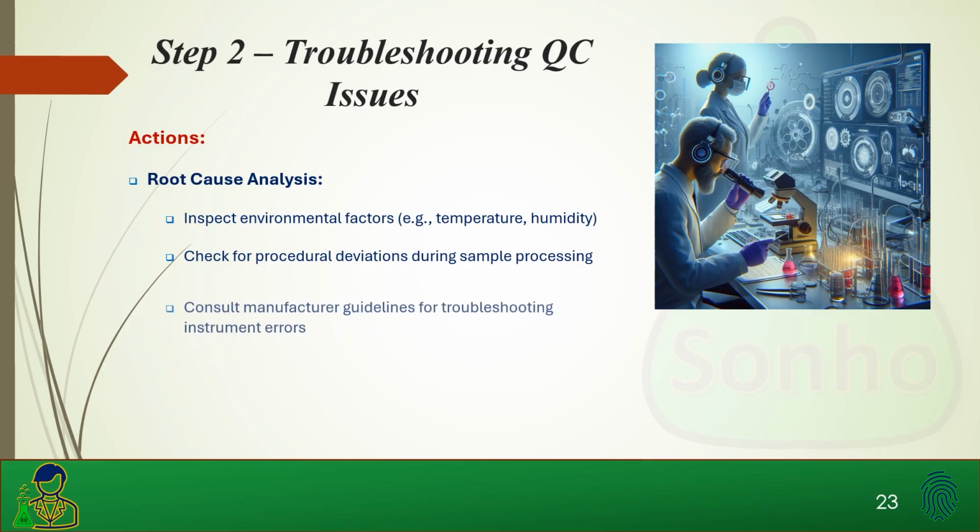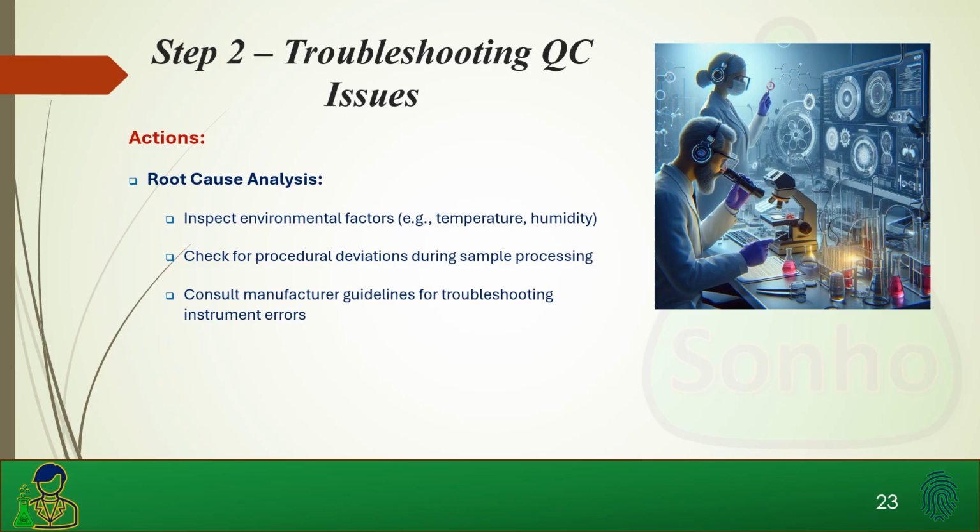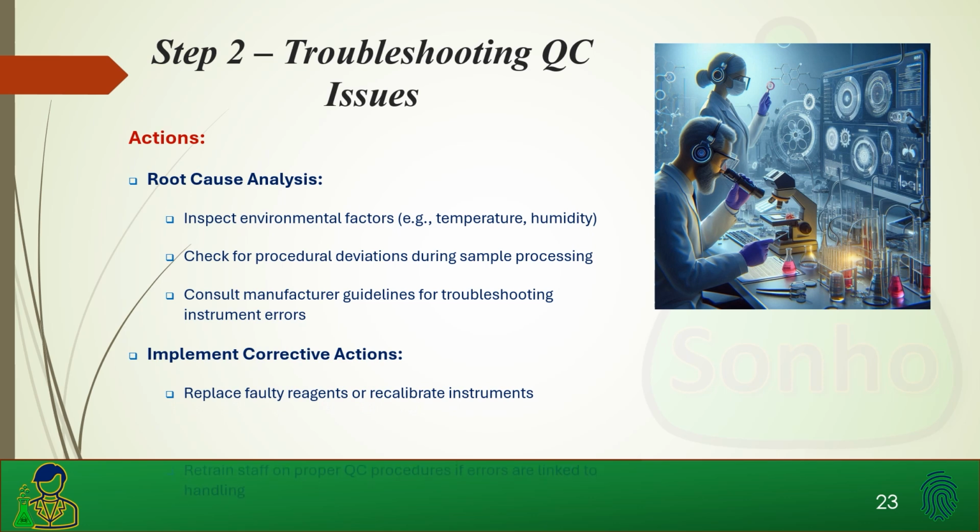Consult manufacturer guidelines for troubleshooting instrument errors. It's always important, whenever you have an issue and you can't identify right away what the issue is, if you rerun the QC and you still can't seem to get it to work, to contact the manufacturer because they may have some extra troubleshooting ideas. Implement corrective actions. Replace faulty reagents or recalibrate instruments. Retrain staff on proper QC procedures if the issue is linked to handling. So identify what the issues are and then implement a corrective action.